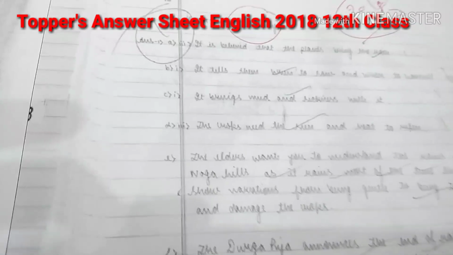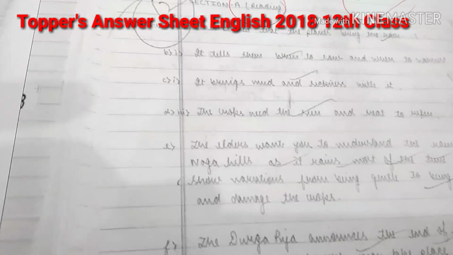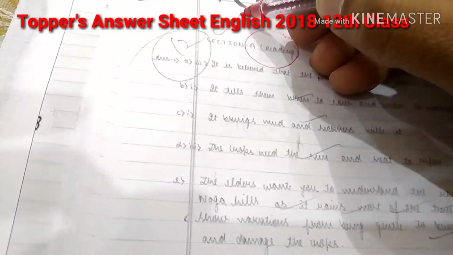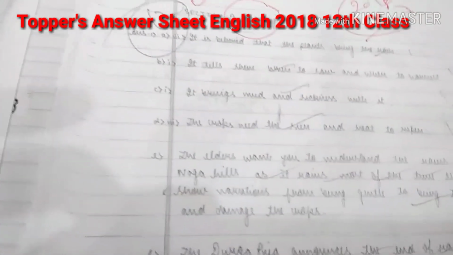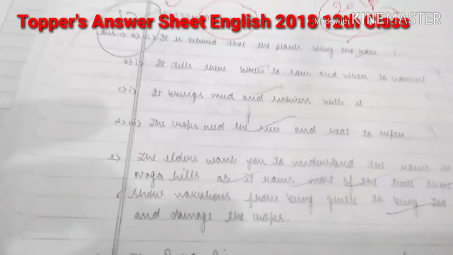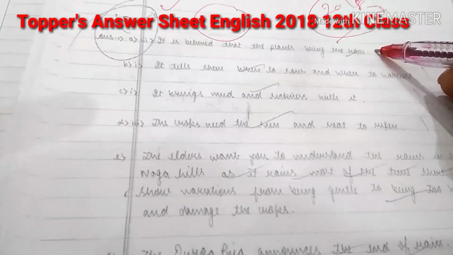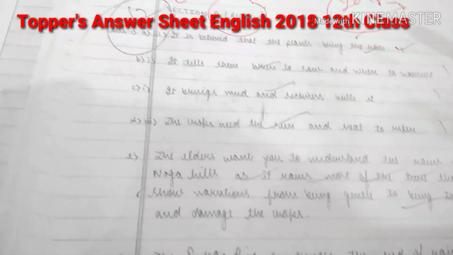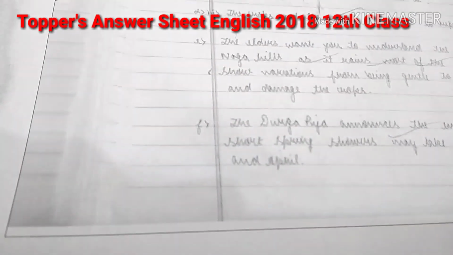This child has attempted the answers in the reading section. Earlier there were two questions in the reading section, one for 12 marks and one for 10 marks. Here this child has written direct answers. Generally, we suggest our students not to write lengthy answers, and as you can see, this child has written very direct answers. Not many lines, just 2 or 3 lines, very short answers, maximum 20 to 30 words.